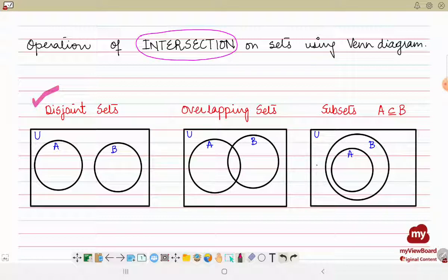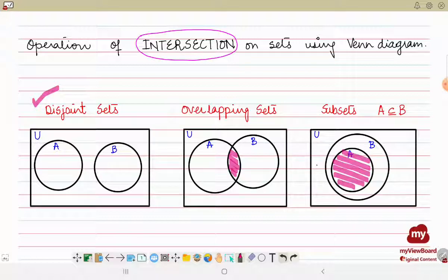Now, for overlapping sets, what is common? This shaded portion, the overlapping portion, this is the only thing that is common. So this shaded portion represents the intersection of sets. And then for the third diagram, subsets, this is the only portion which is common to both the sets. So this shaded portion represents A intersection B.